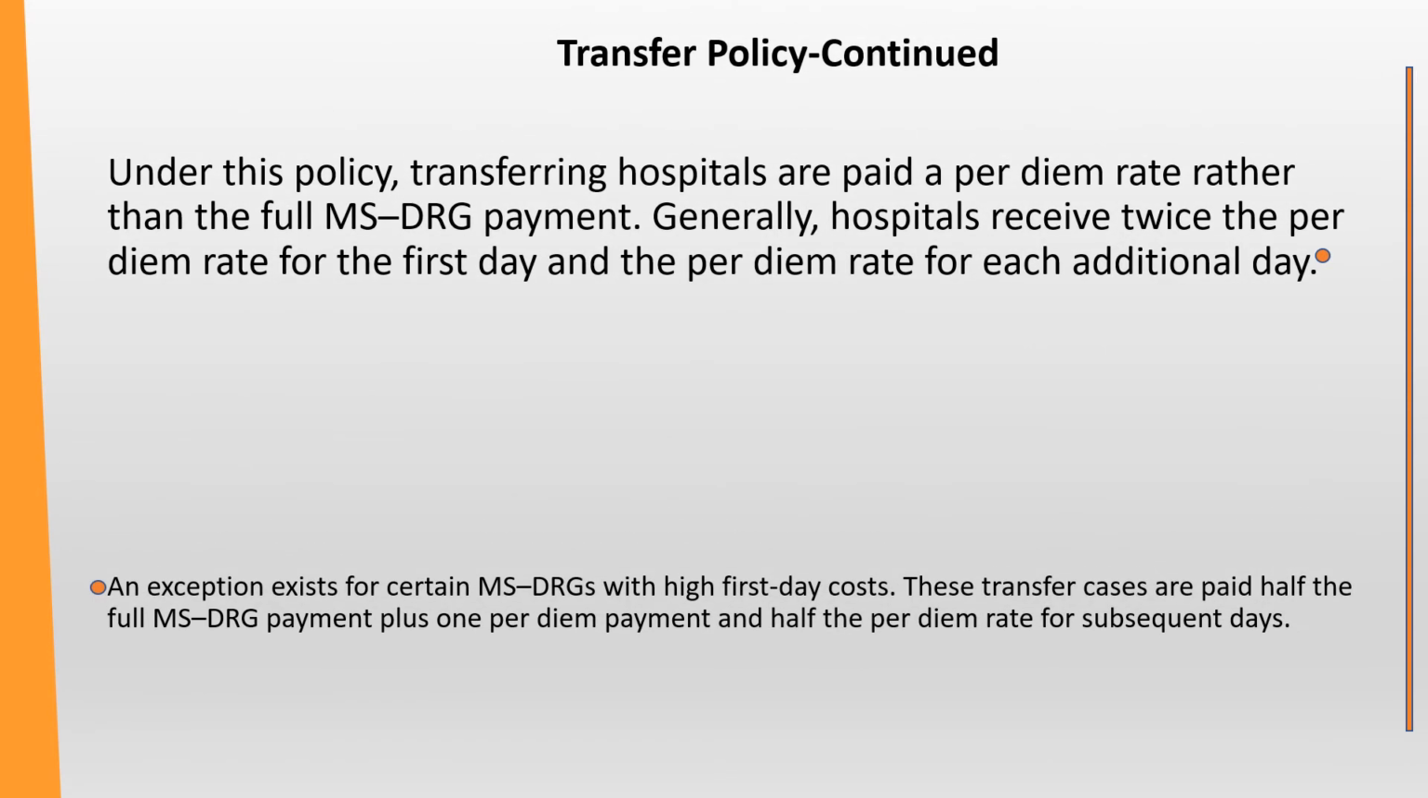Under this policy, transferring hospitals are paid a per diem rate rather than the full MS-DRG payment. Generally, hospitals receive twice the per diem rate for the first day and the per diem rate for each additional day. An exception exists for certain MS-DRGs with high first day costs. These transfer cases are paid half the full MS-DRG payment plus one per diem payment and half the per diem rate for subsequent days.